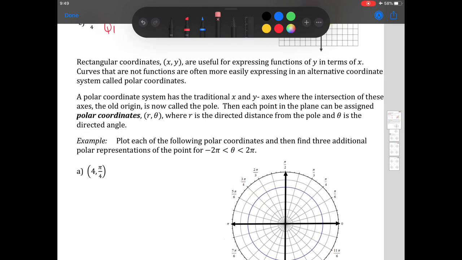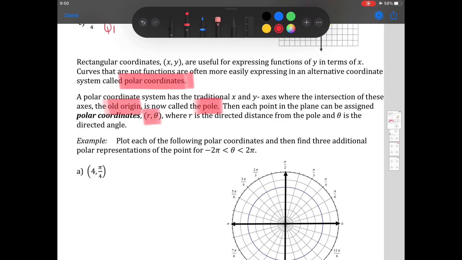Rectangular coordinates x and y are useful for expressing functions of y in terms of x. Curves that are not functions are often more easily expressed in an alternative coordinate system called polar coordinates. So what you can't express in the rectangular system, you use polar coordinates for. A polar coordinate system has the traditional x and y axes, where the intersection of these axes, the old origin, is now called the pole. Very important to remember because we'll be using the term a lot.